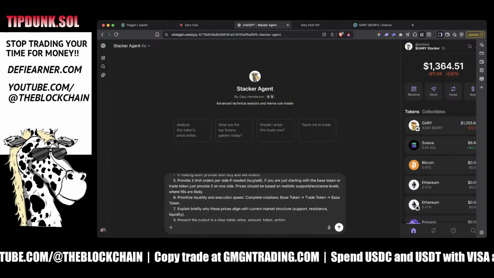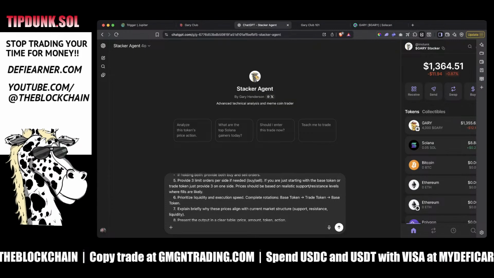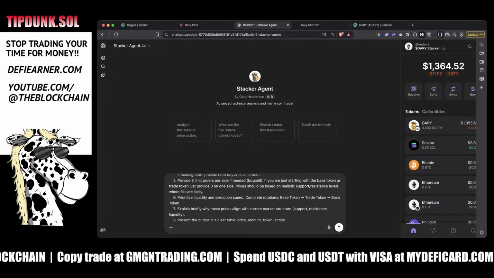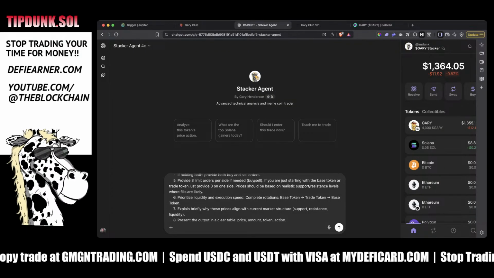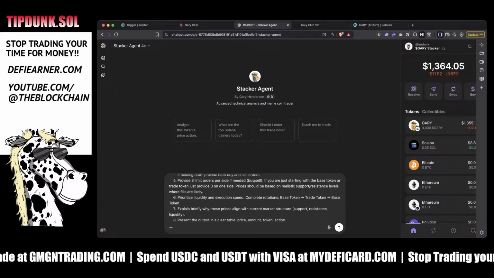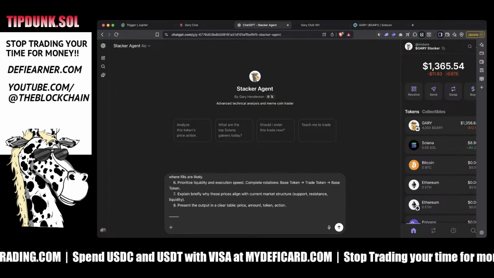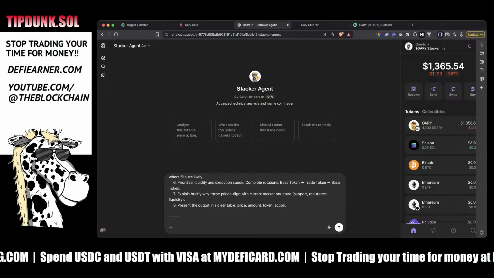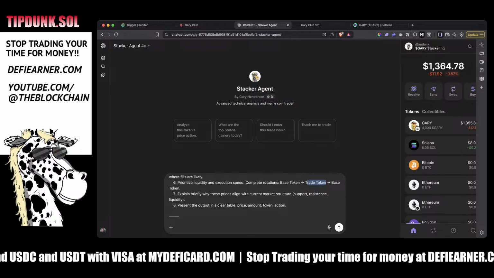Provide 3 orders per side. I do 3 orders just because you never know if there's a depth of liquidity right at that exact point. Also, you might want to just lock in some profits and then try and get some breakout or a little bit extra profit. So provide liquidation and execution speeds, base token, which in this case would be Gary, trading token, which would be USDC, and then back to the base token.